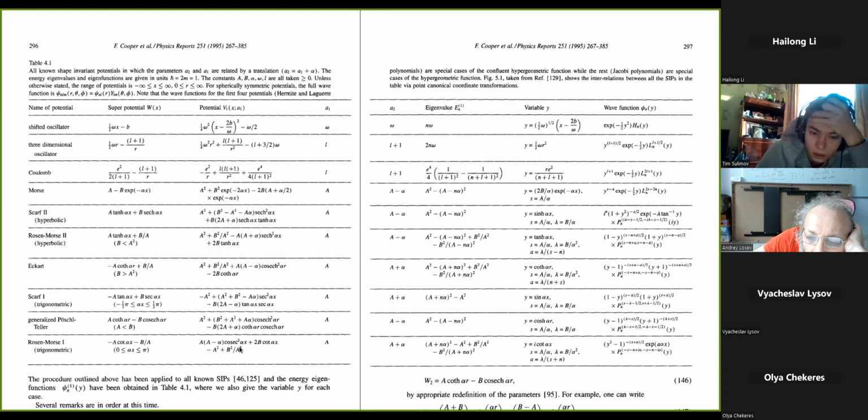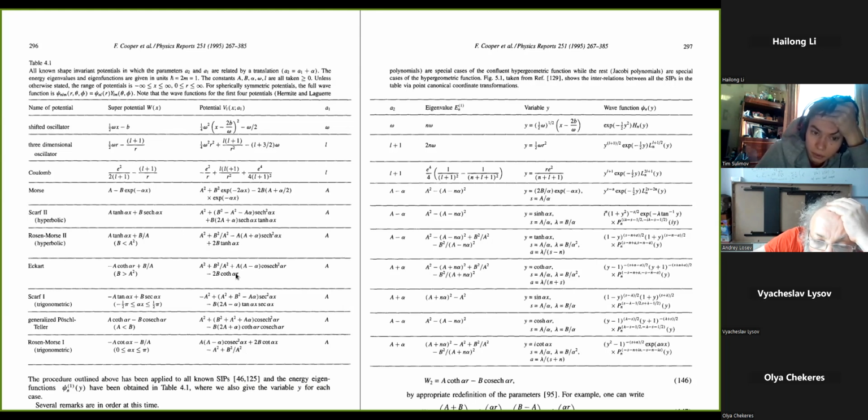Rosen-Morse 1, the last one on the list. If you choose b equal to 0, then there's only the first term left, which is 1 over sine squared, and the problem is on the interval from 0 to pi. But if you choose also a equal to alpha, then the first term also disappears, and we're left just with the constant. But that is a problem with the constant potential on an interval with 0 boundary conditions. And that is precisely the infinite square well.